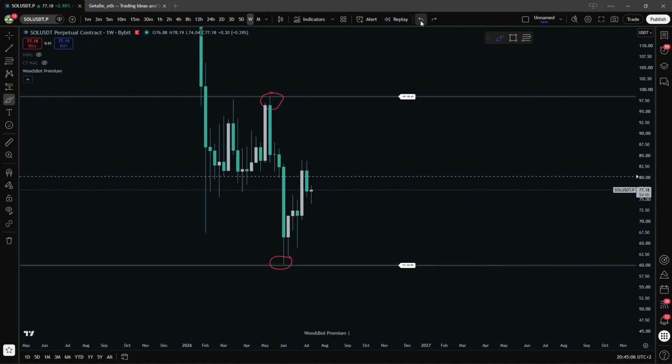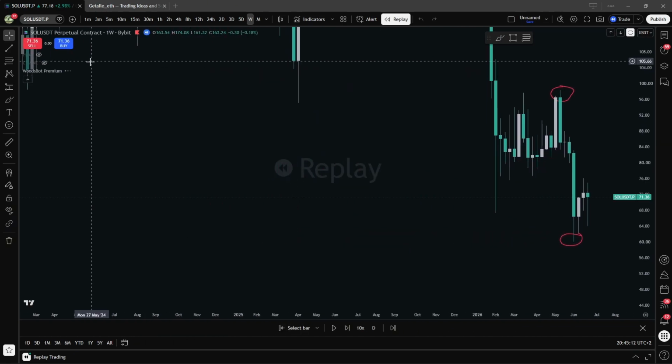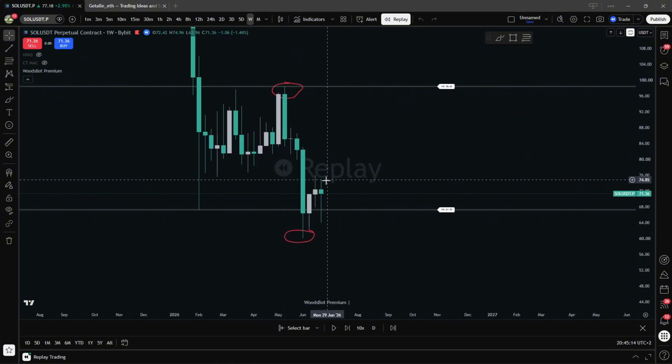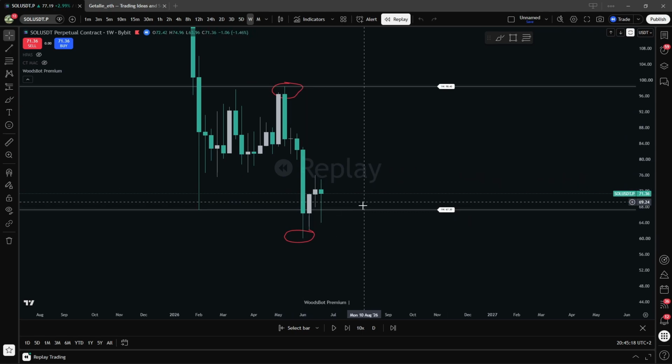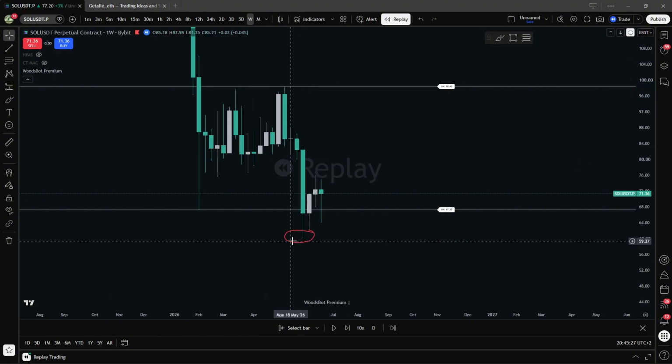So if I go back in time, I'm going to go into my replay tool, and I can see this swing is finished. It was a downside swing. Price action is bouncing at the moment. And what I do now is I place my Fibonacci retracement from the swing high to the swing low.